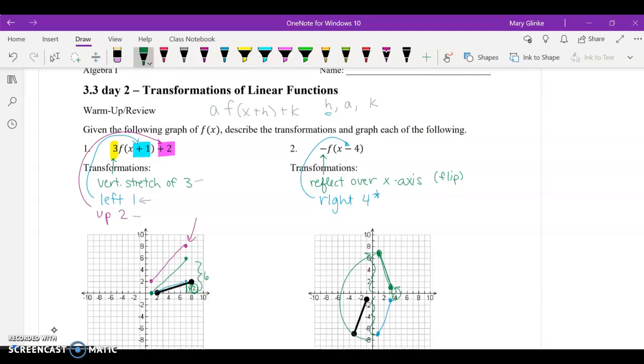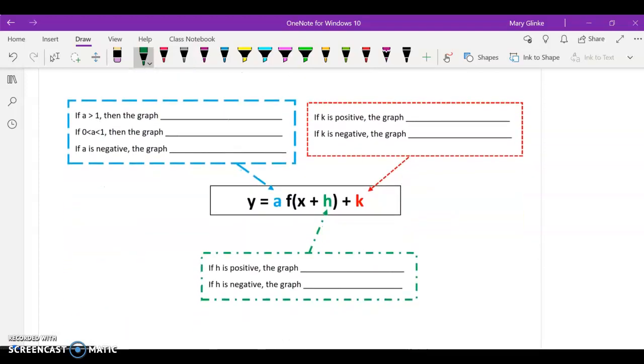So now we're going to do a quick recap of all of the different transformations. So let's take a look at this. You have A, H, and K. A is going to do a couple of different things here. So it's going to stretch and compress, and it's going to flip things over. So if A is greater than 1, for example, if A is like 4 out in front of f of x, as a reminder, that is going to be a vertical stretch. So it's stretched vertically. In other words, it's going to get like 4 times as tall as it was.